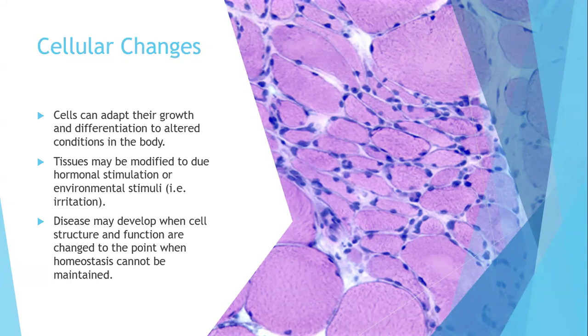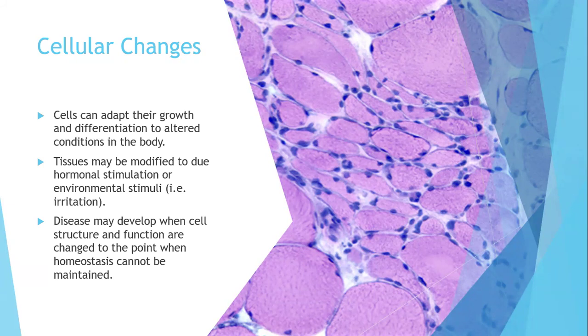So tissues can be modified due to hormonal stimulation or environmental stimulation. As you might recall from the first lecture, a lot of our body control systems are endocrine and nervous system control systems. The endocrine system produces hormones, and that can change cells. The nervous system can actually affect changes in your DNA, which I think is fascinating. All of those control systems go to actually controlling our cells. And what are the cells doing?